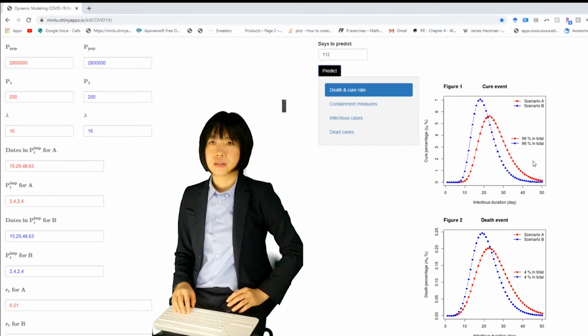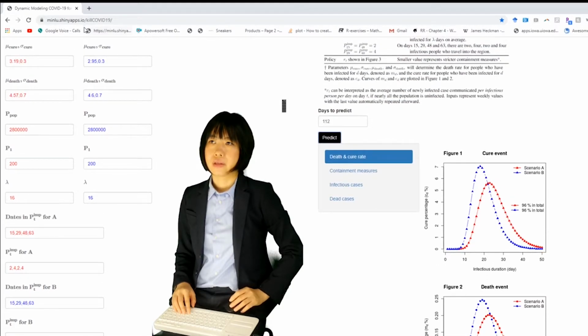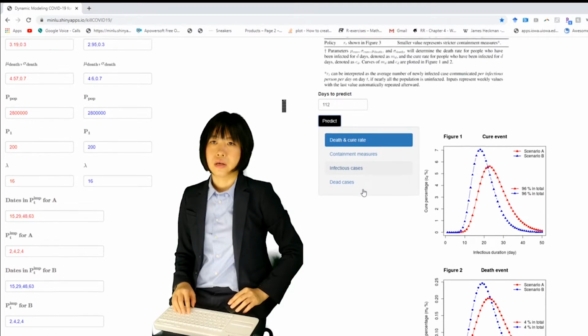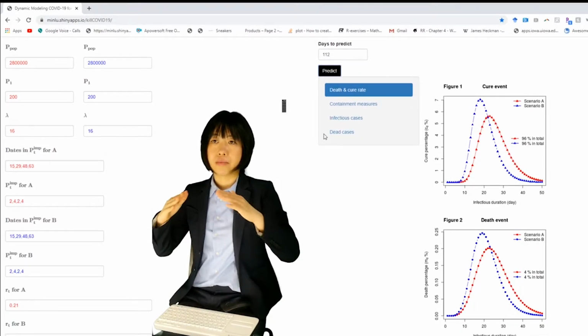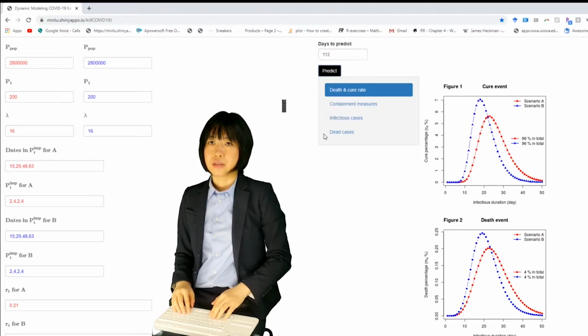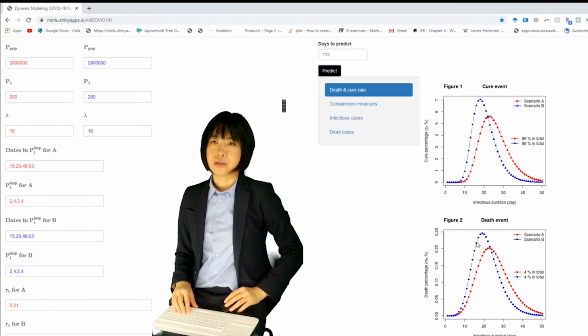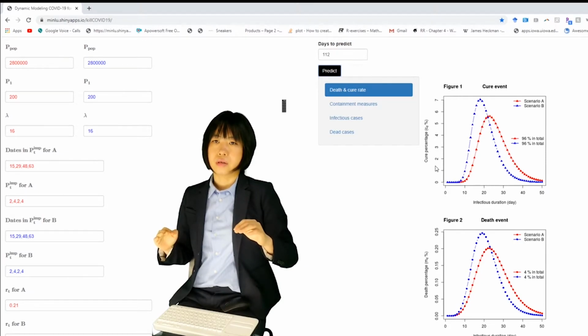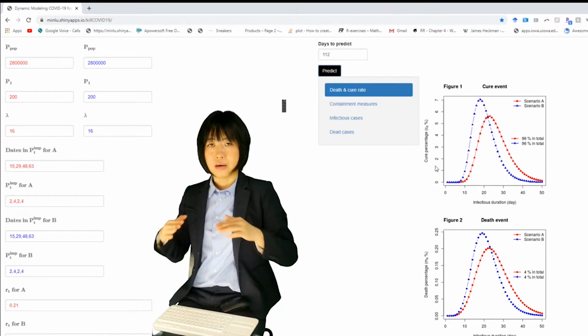But you can see that the distribution of mortality rate and cure rate are still different, because the other four parameters, mu cure, sigma cure, mu death, and sigma death, determine the shape of the mortality rate and cure rate. You can say that in scenario B, patients tend to be cured or dead earlier, while in scenario A, the cure times and the death times are more variable.